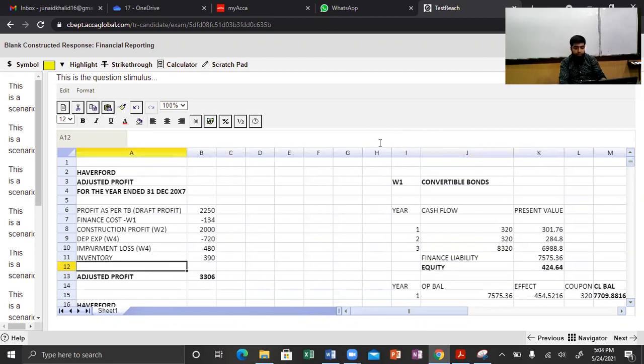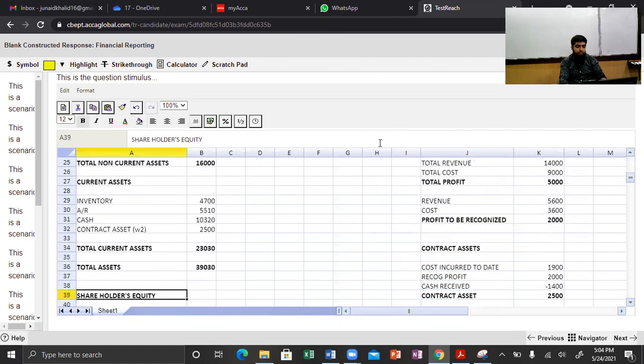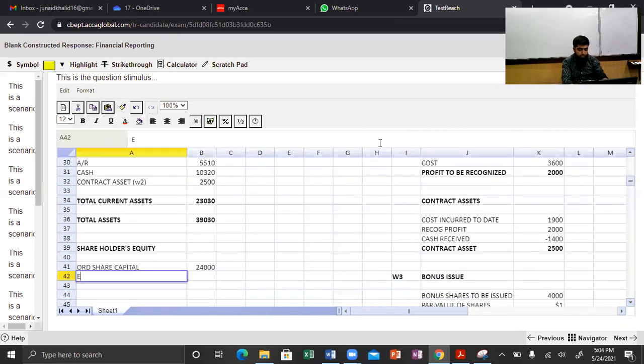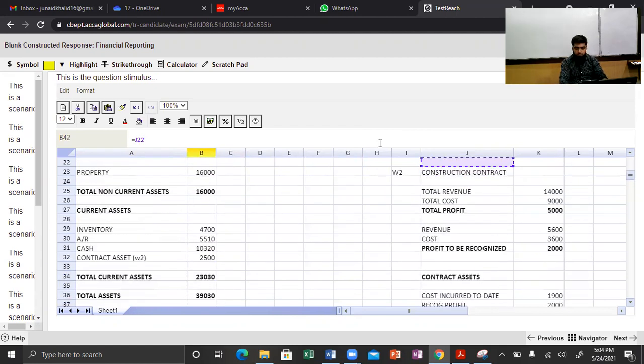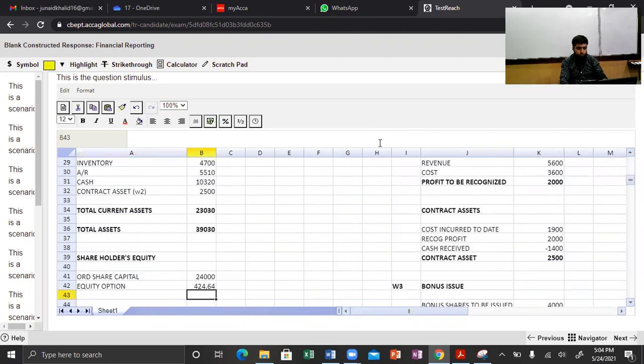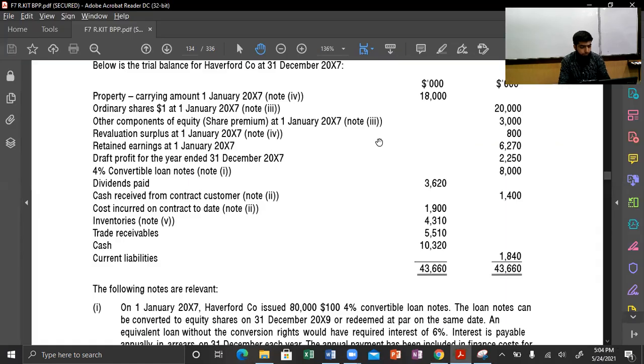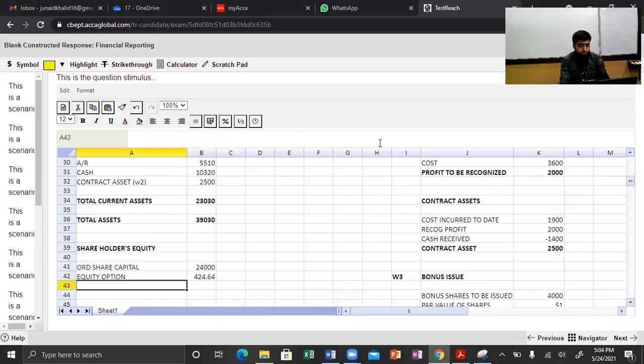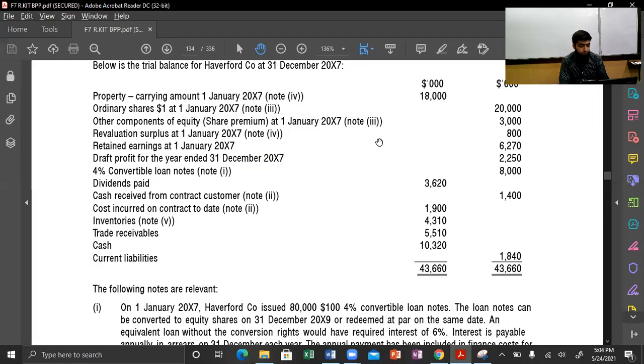424, or we can say 425, is the amount of equity, that is the convertible equity, or equity option. It will be recorded in the equity, that is 424.65. So that is the amount which we have recorded as equity. Any other component of equity? Yes, share premium. But is there any share premium? There is no share premium, as we have already utilized all the share premium for the issuance of bonus shares.